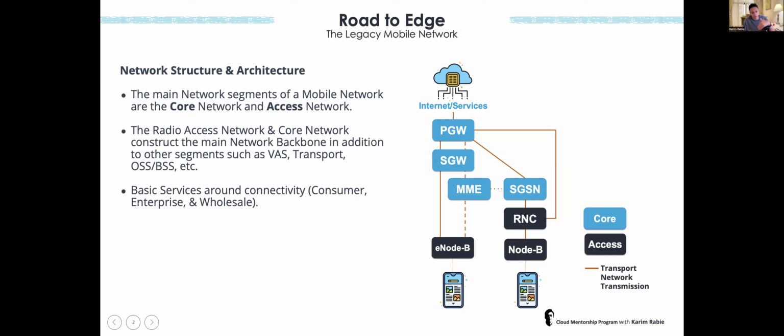The services that you are providing, classically, are all about connectivity, that you are giving connectivity either to the consumer, the end user like me and you, or to the enterprise, like companies, small and medium enterprises, factories, whatever, or wholesale, which we call B2B2C, where you sell to someone who, on your behalf or under his identity, sells to the consumers or the enterprise. This is the classic legacy mobile network and mobile services.